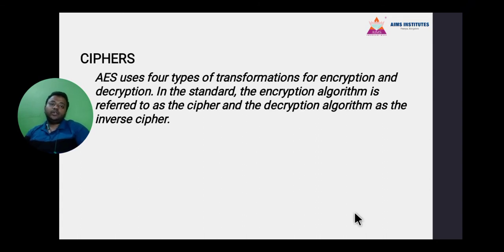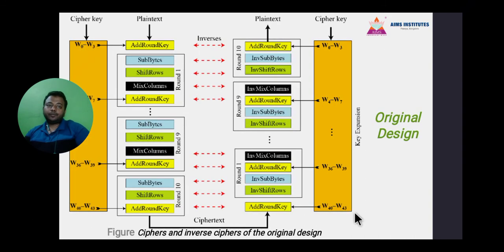AES uses four types of transformations for encryption and decryption. In the standard, the encryption algorithm is referred to as the cipher and the decryption algorithm as the inverse cipher. So this is the original design of the cipher, where we have a cipher key coming from word 0 to word 3, added in the add round key to the plain text, which goes to the first round.